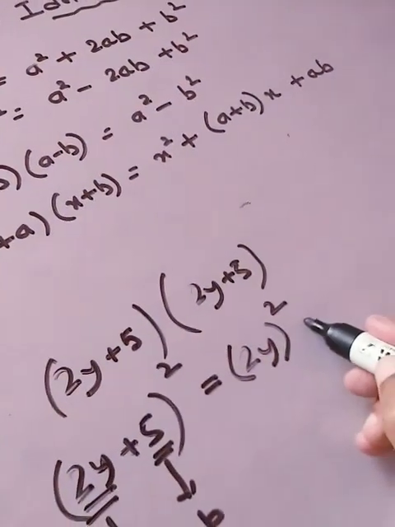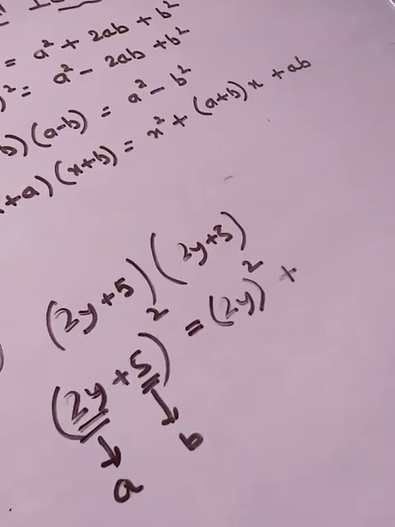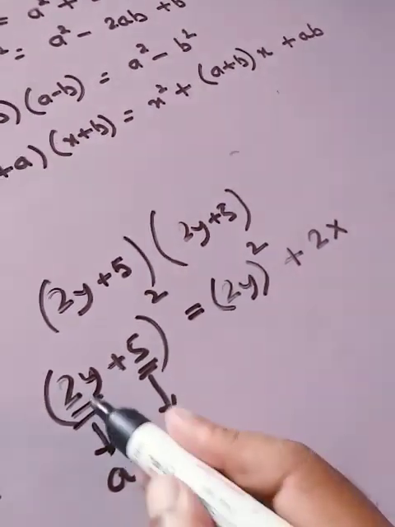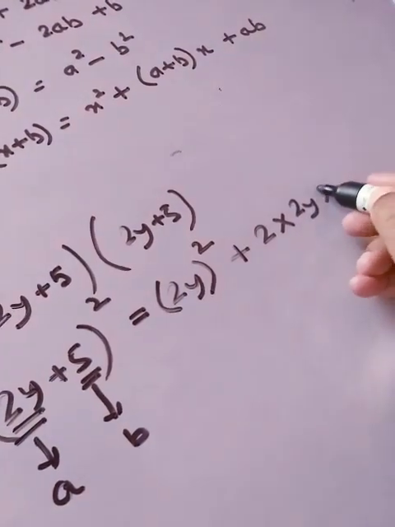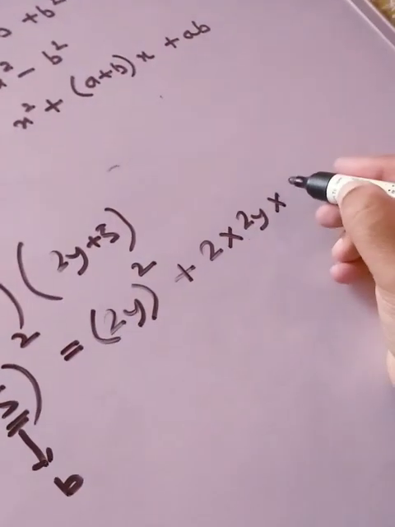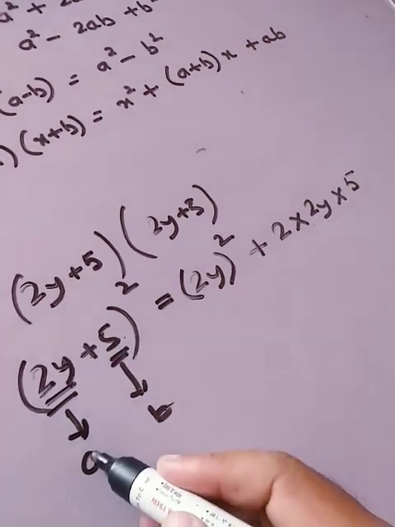Okay. Then what is there? Plus sign is there. So we will put plus sign. 2ab. What is the meaning of 2ab? 2 into a into b. Okay. So 2 into a is what? 2y. So you will write 2y into b. 2 into a into b. B is what? 5. Isn't it? B is 5, a is 2y.